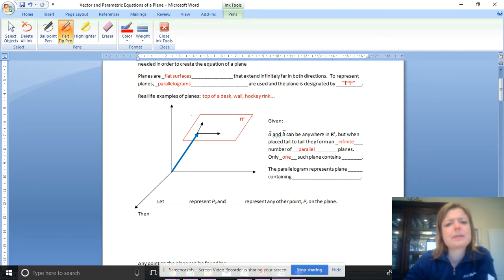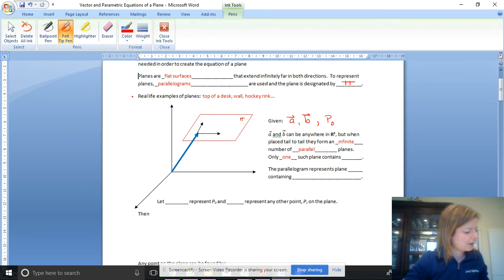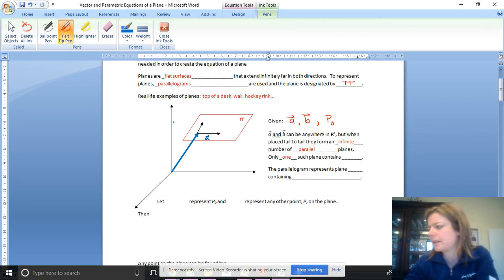So here is a picture of a plane, this parallelogram, and we have two vectors, A and B. And we have a point on the plane that we're given, which we'll call P sub O. All right, so A and B can be translated anywhere in R3, but we're going to put them tail to tail here so that they define this plane. So there is vector A, and there is vector B, okay?